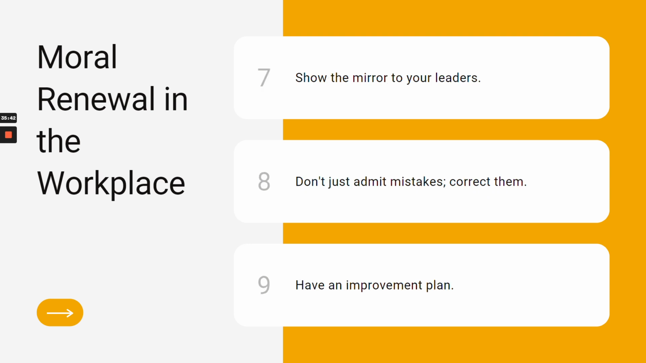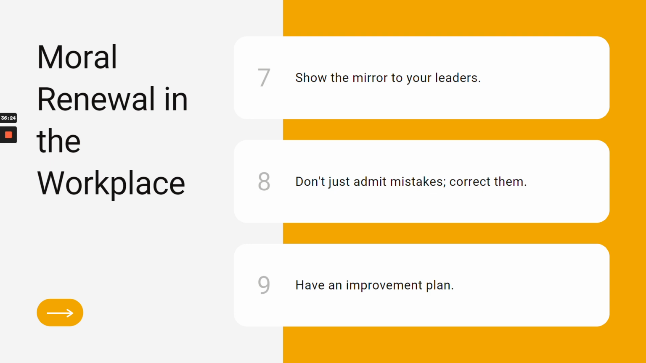Number seven is show the mirror to your leaders. So if you want honest and concerned leaders, you just have to show them the mirror too. Meaning you also have to show them how it is done, so that they will be able to reflect. Because some of them might have blind spots that they do not see what their mistakes are, what their shortcomings are, and what their transgressions are. So you have to show them also. If you have any comments, you have to provide a comment. Don't keep quiet just because you don't want to have conflict.